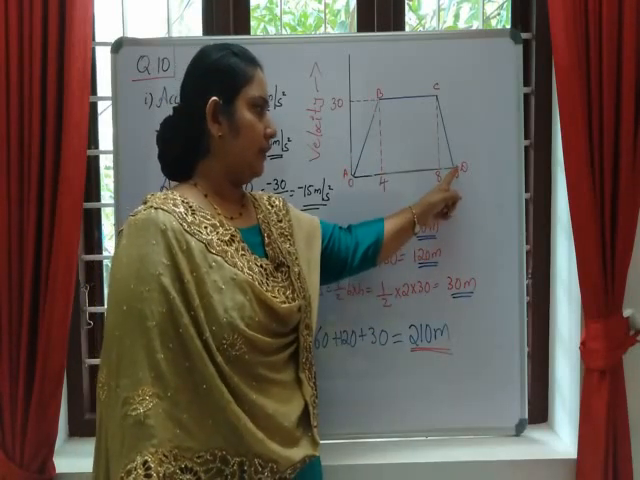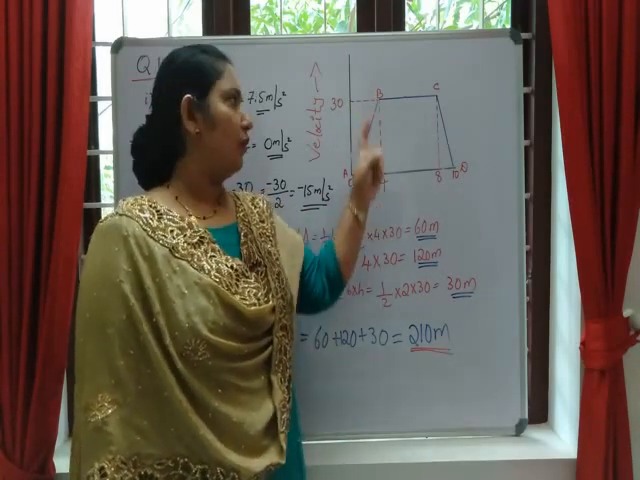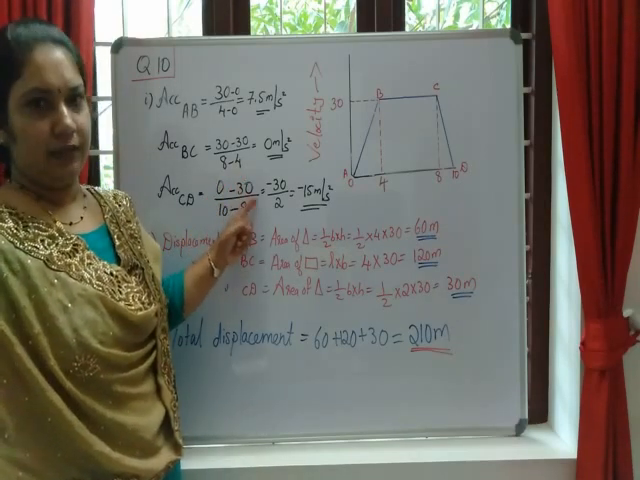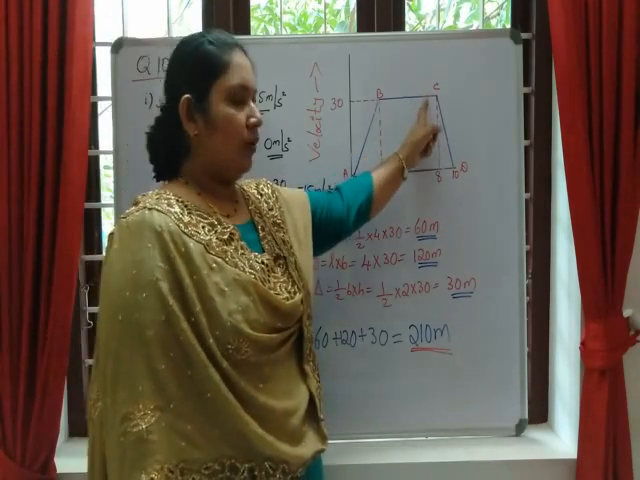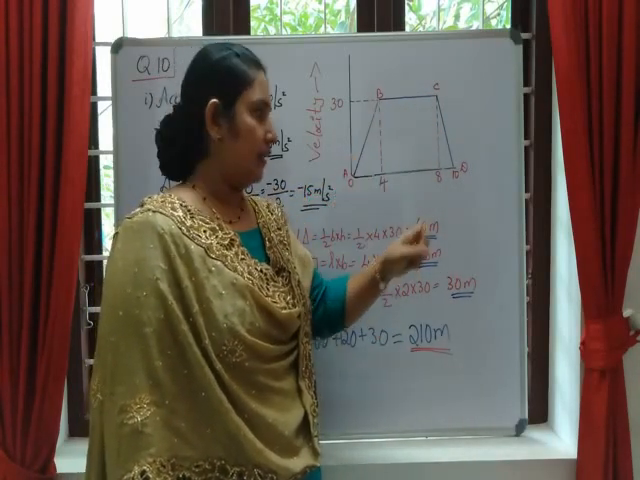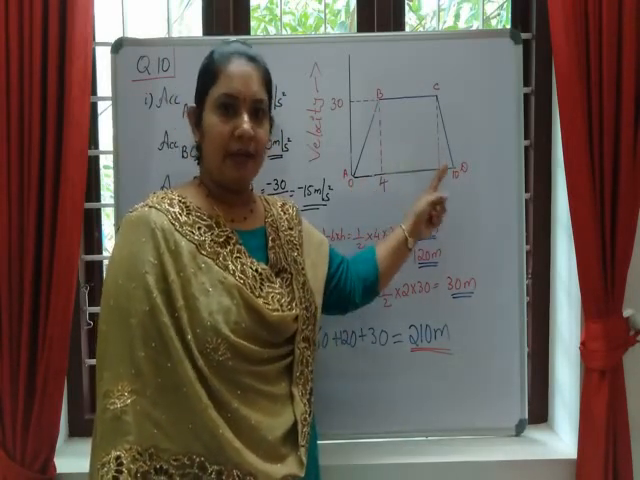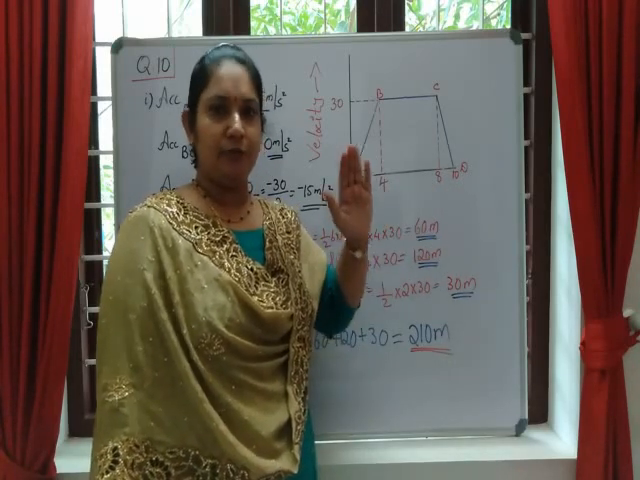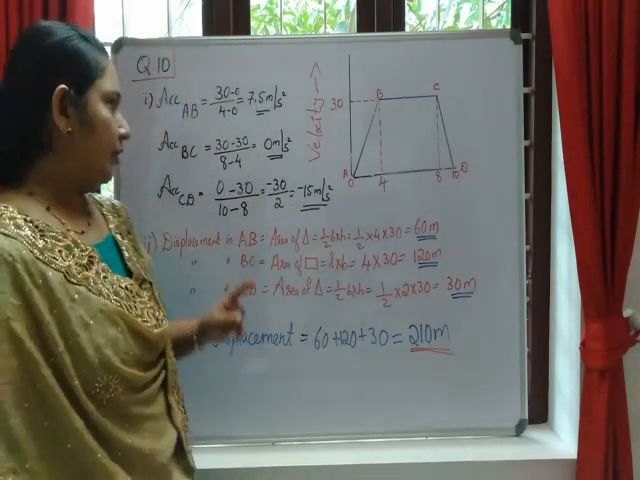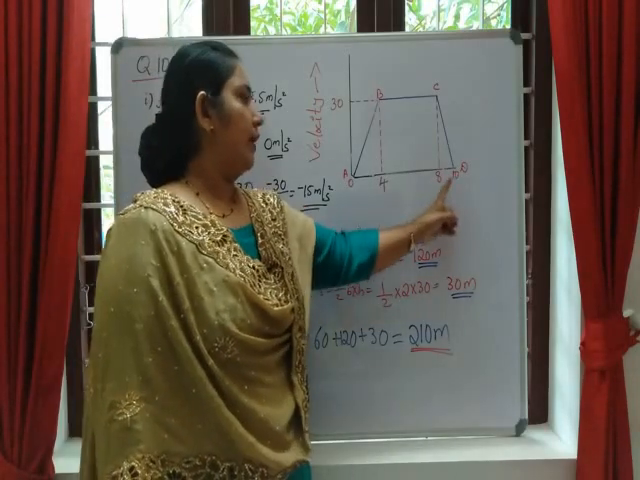So final velocity is 0 minus initial velocity. The bike was initially moving with velocity 30. That is why we took here 0 minus 30. Keep in mind, initially the body is moving with the velocity 30, it decelerates, and finally it reaches 0. So we have to take final velocity as 0, initial velocity 30, so 0 minus 30 by final time minus initial time.